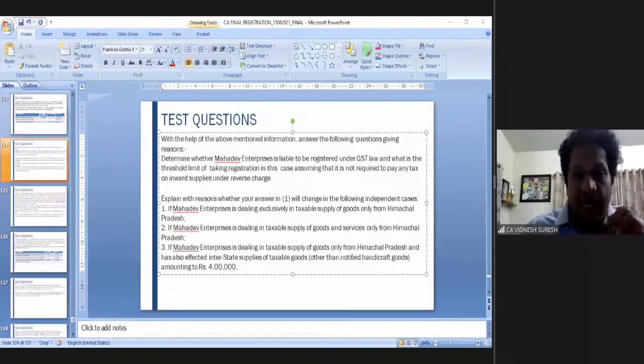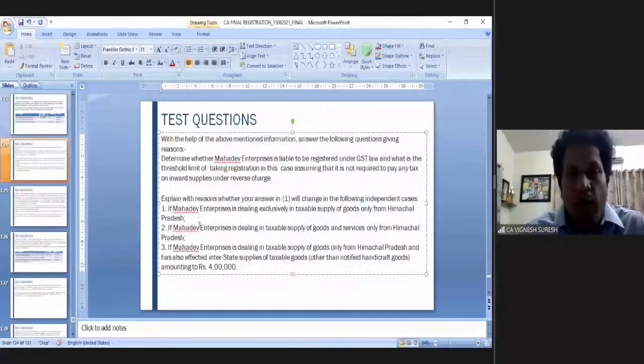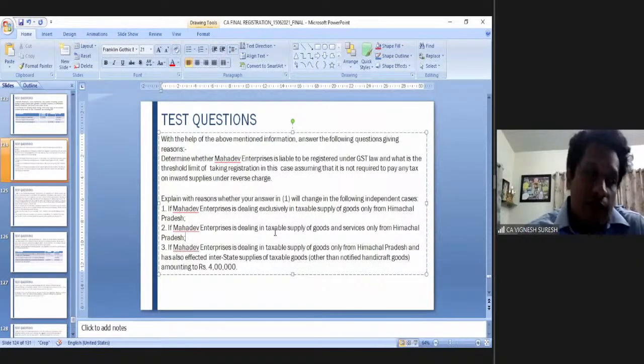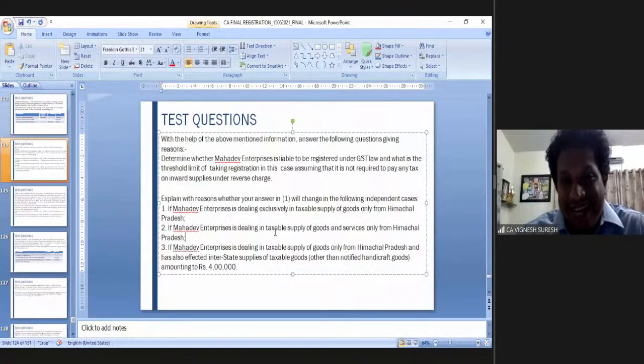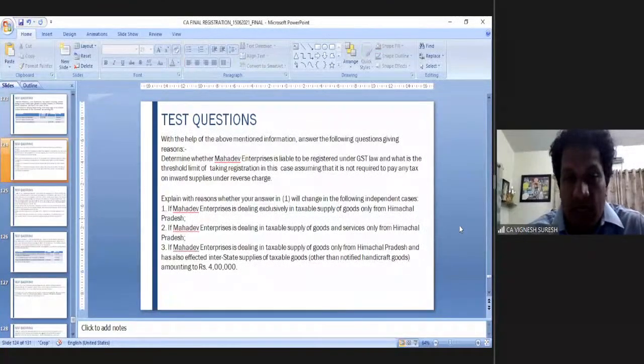In case he is dealing in both, you look at the twist in this question, you will feel that point number 1 and point number 2 is one and the same. But point number 2, if you see, he uses the taxable supply of goods and services also, whereas here it is only goods. Here he uses both goods and services. The moment goods and services both are there, the threshold limit drops from 40 lakhs to 20 lakhs. So therefore, in the second situation where he makes taxable supply of goods and services both, the threshold limit drops to 20 lakhs. And since it is 22 lakh 50,000, he has to get himself registered. That is the answer to the second question.